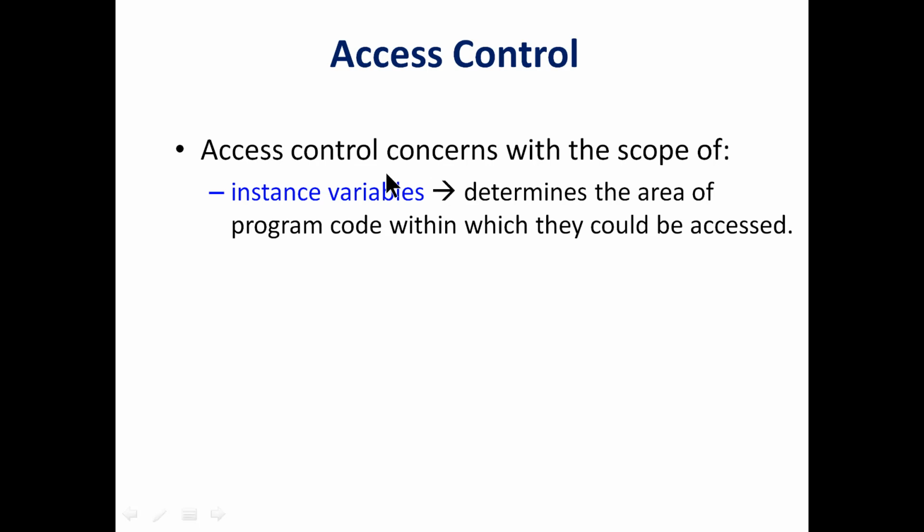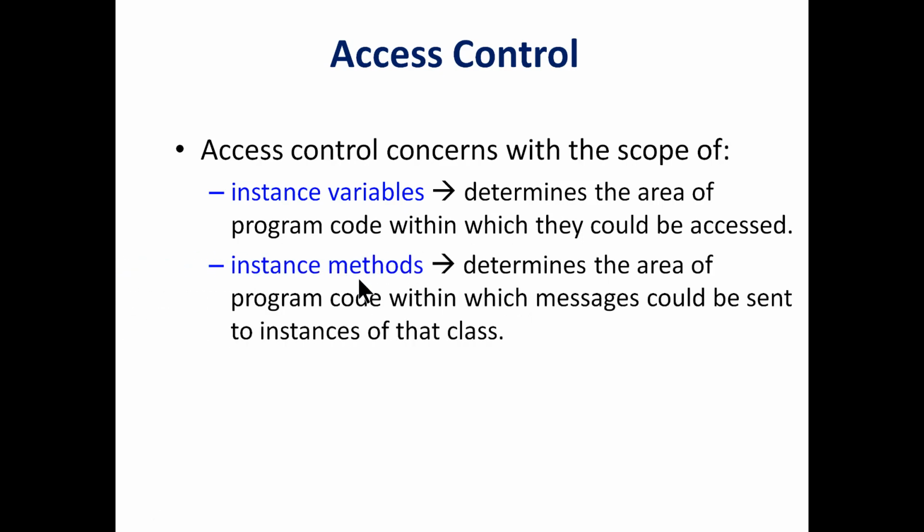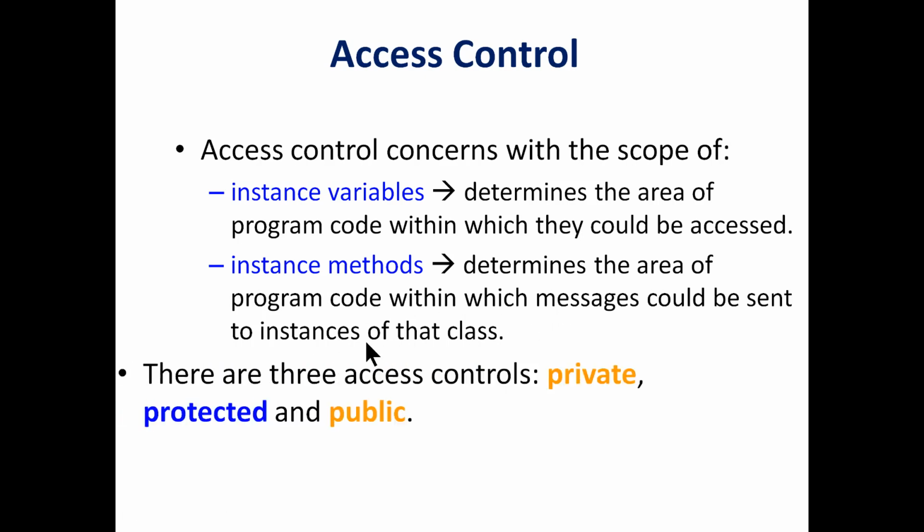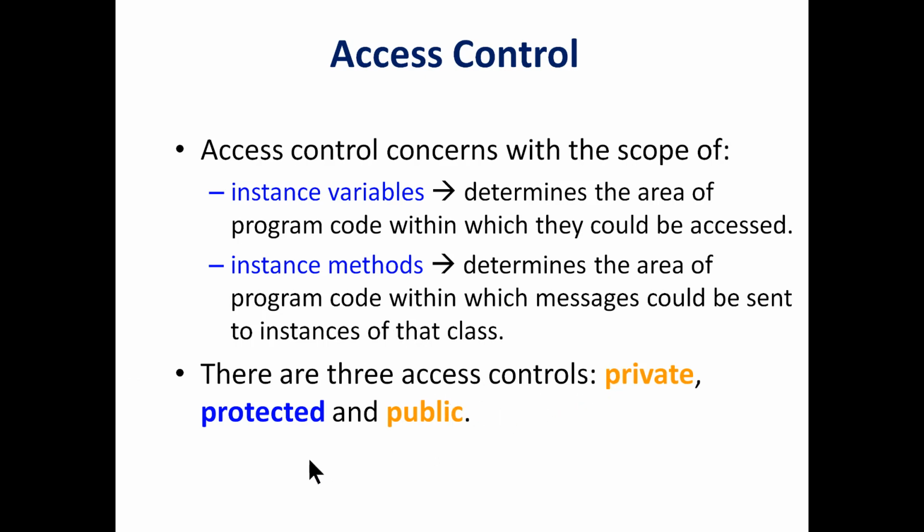Access control is something very, very important. Access control actually controls the access of the instance variable. It determines the area of the program code which could be accessed. In instance method, there are two things. Instance method and instance variable are related to the object. Instance variable, where your program code can access the variable with reference to the object, and determines the area of program code from which messages can be sent to the instance of that class, meaning using the object. And there are three access controls here: private, protected, and public. You're already familiar with private, because when you declare something private you cannot access it from outside. Protected is like private, but it is accessible by the child, and public means it can be accessed by everybody.